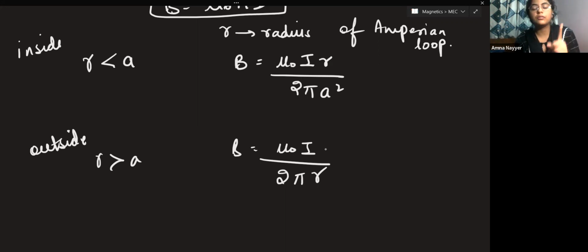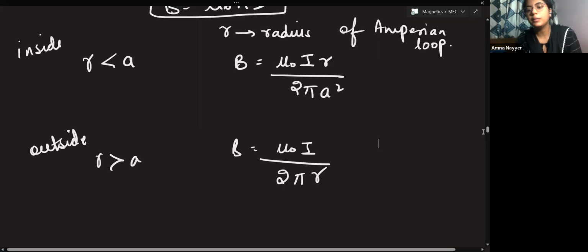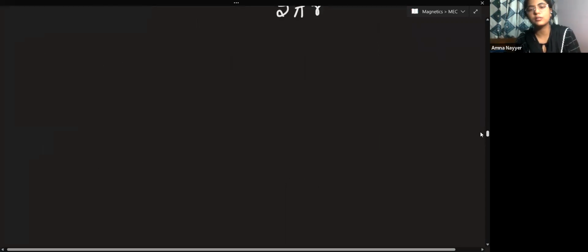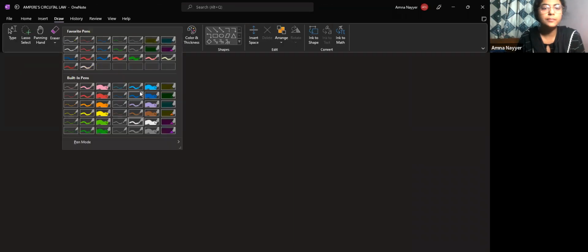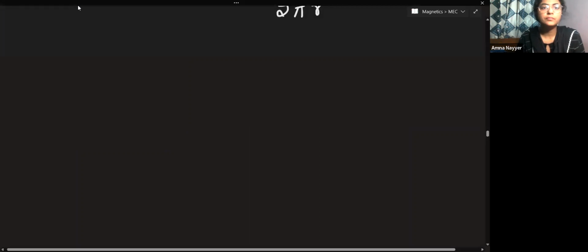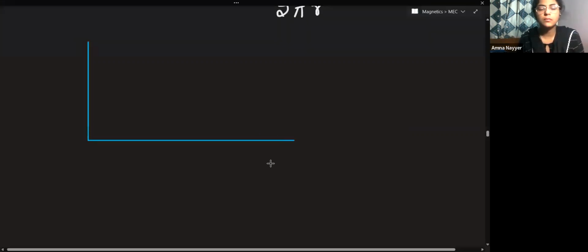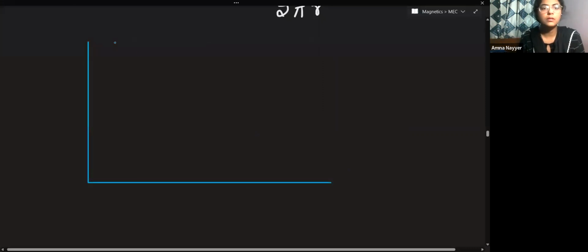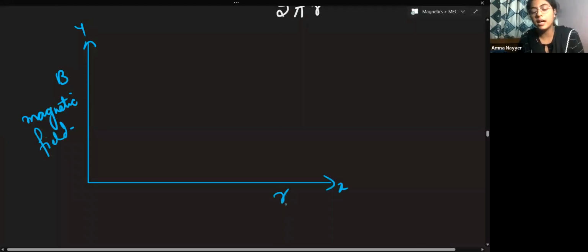But the graph we have to plot is between B and r. B is the magnetic field, r is the radius of the Amperian loop. So if you plot this, this is the graph between, on the y-axis, let's take the magnetic field, and on the x-axis, let us take r, which is the radius of the Amperian loop. So that I have already mentioned.